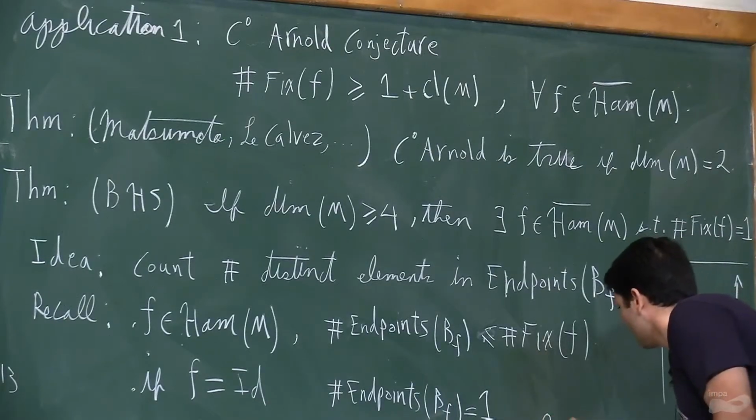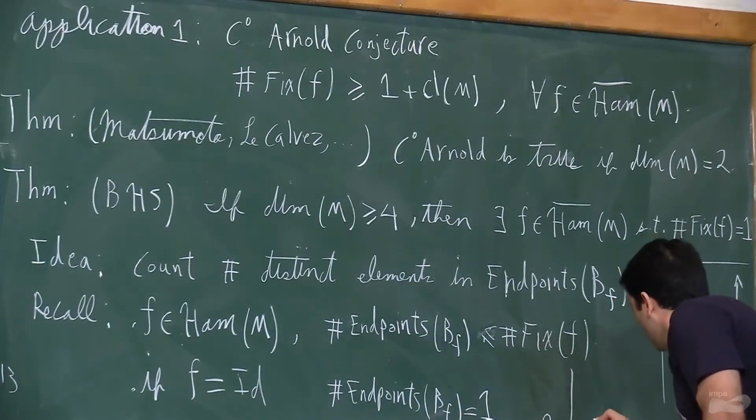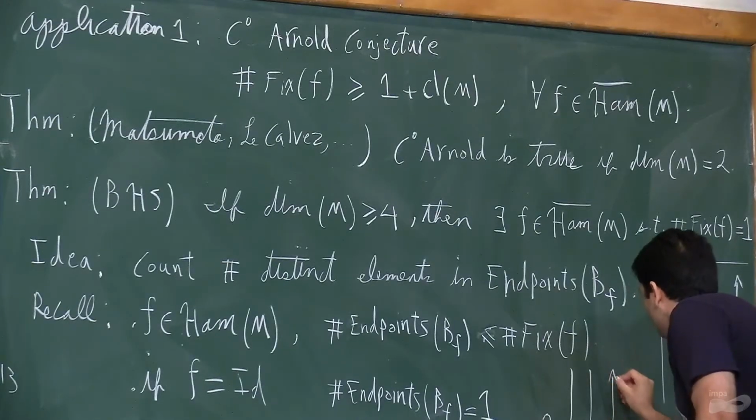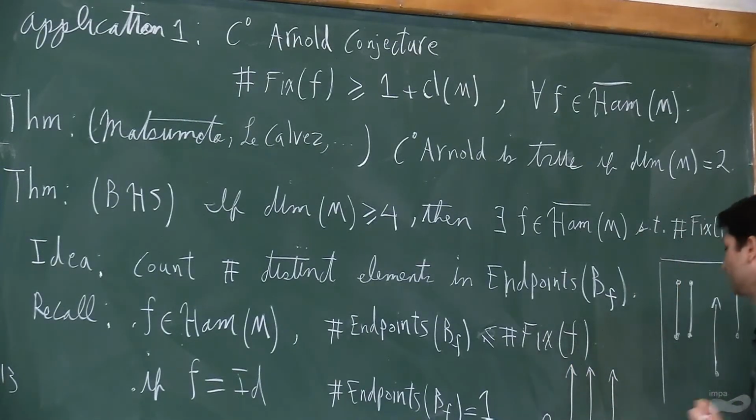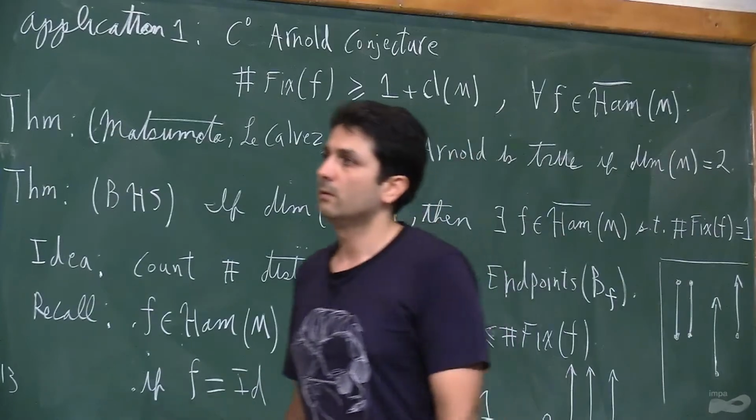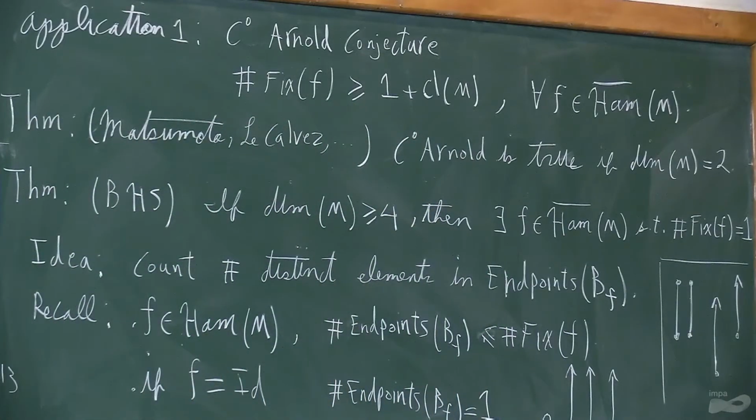Here is 0, and it looks like this. And the number is the total rank of homology. And I see only 1 value here. Okay? But the number of fixed points, as I said, is infinite.